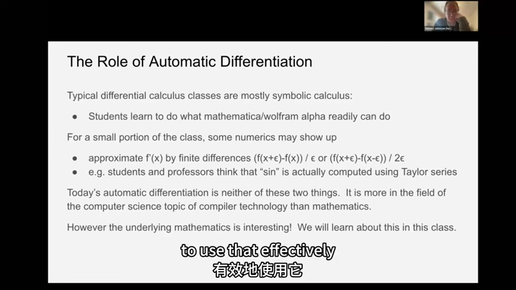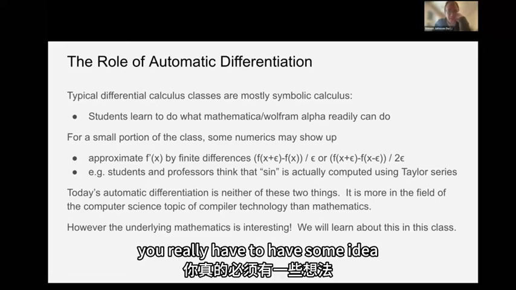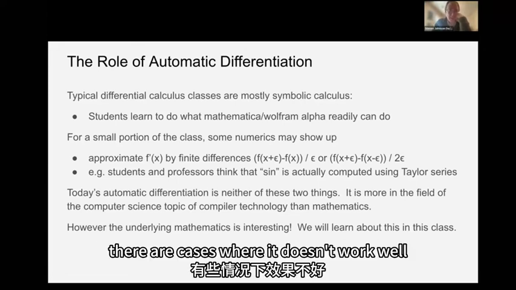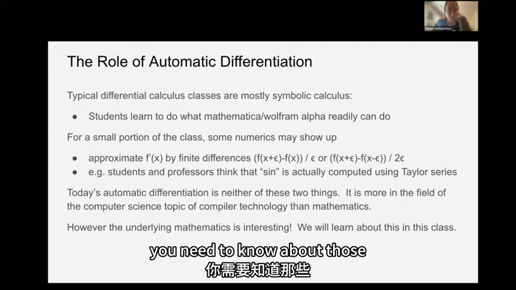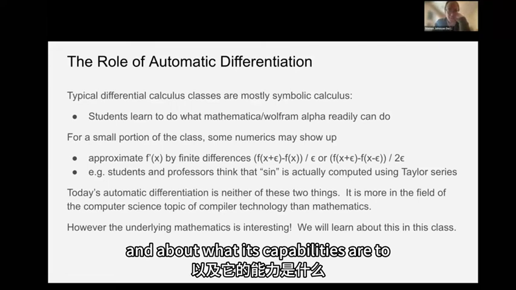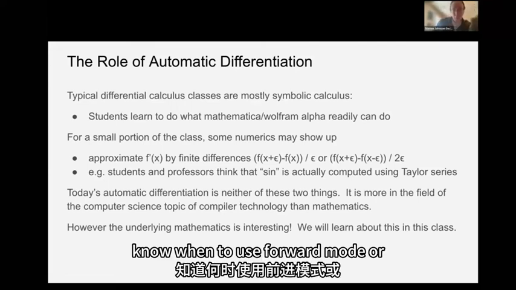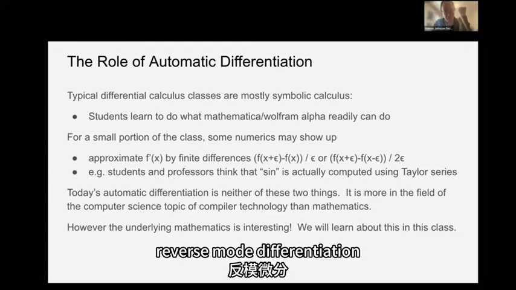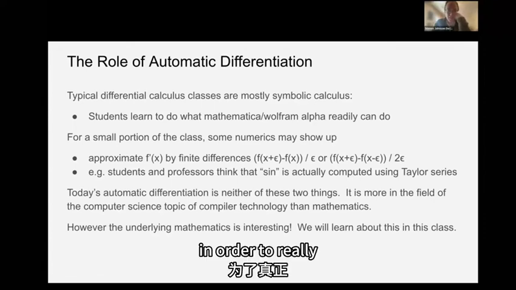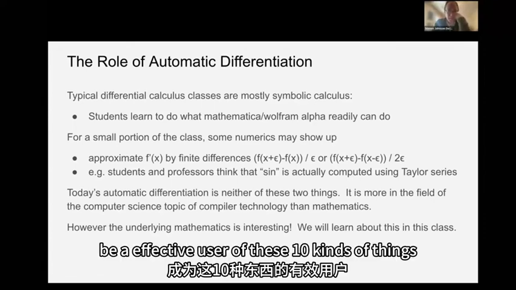To use that effectively, you really have to have some idea of what's going on under the hood. Because especially there are cases where it doesn't work well. You need to know about those. You need to know something about the technology and about what its capabilities are. To know when to use forward mode or reverse mode differentiation, and what a vector Jacobian product is and why it matters. Yes. In order to really be an effective user of these kinds of things.